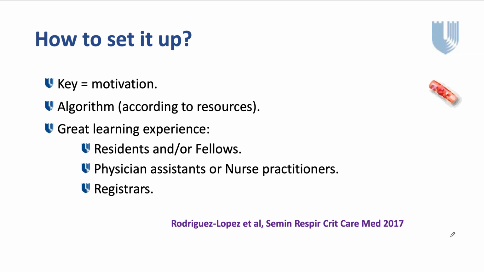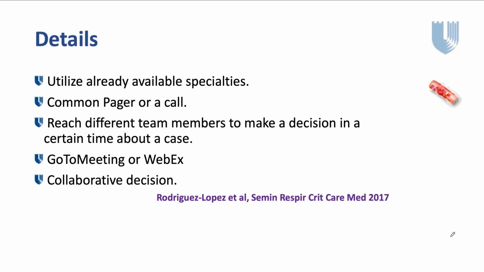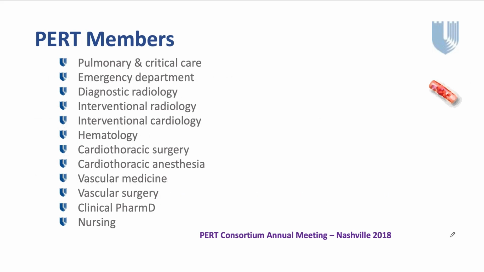The key for this success is to have motivation. There is an algorithm for PE management that you may already have seen. It usually indicates a great learning experience for trainees. It utilizes available specialties. There is usually a common pager or call, that's pulmonary vascular disease here, or MICU or CCU, to illustrate more active and rapid initiation of this important team. It is usually a collaborative decision to come together on how we proceed.